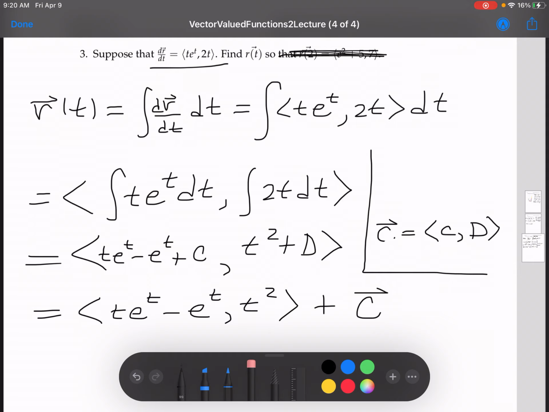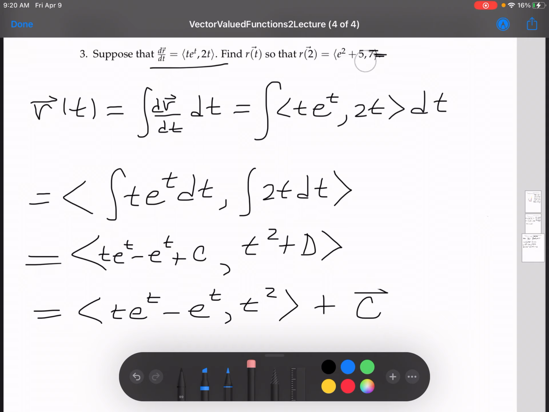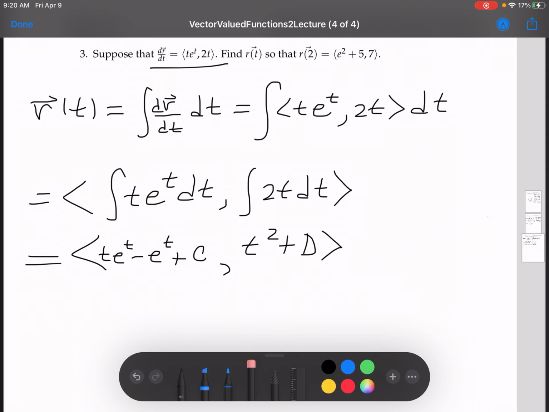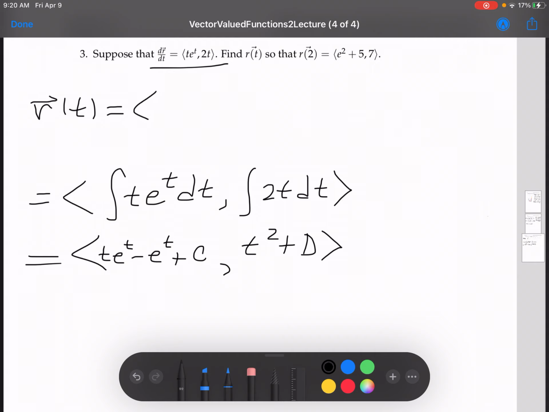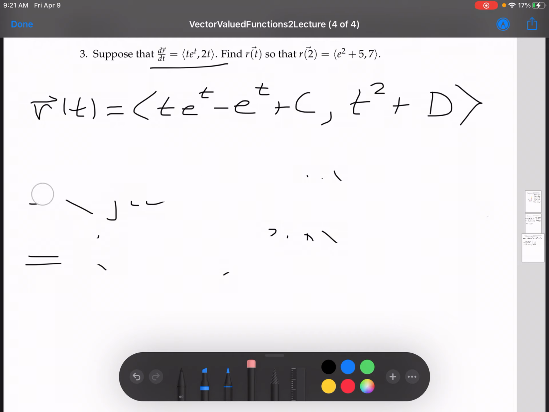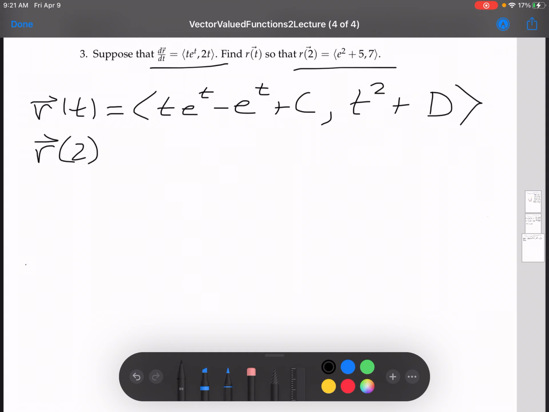All right, but we're lucky enough that we do, in fact, have this extra information, so we can solve for c and d. So notice here that we found that r of t is t e to the t minus e to the t plus c, t squared plus d, and here we have information about what r of 2 is. So using our formula for r of 2, we see that r of 2 can be thought of as 2e squared minus e squared plus c, and 2 squared plus d.